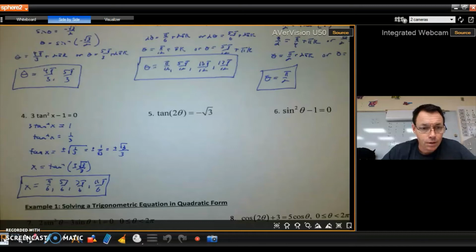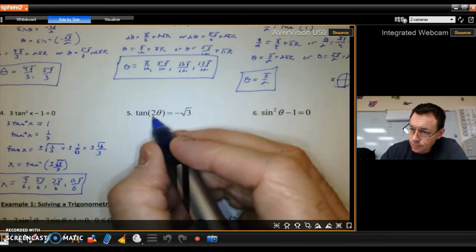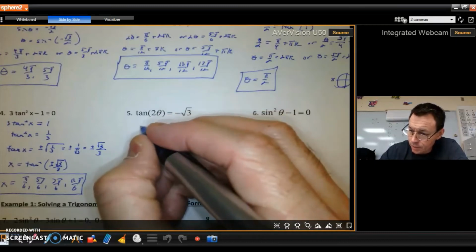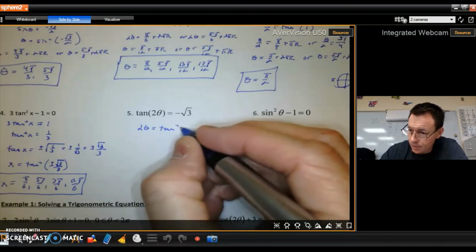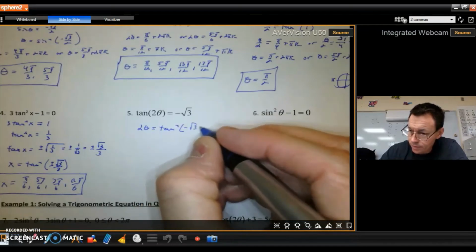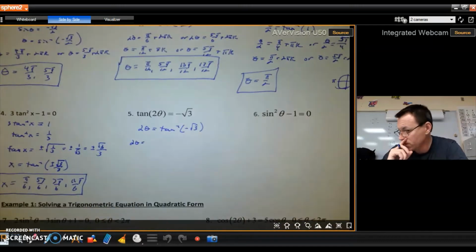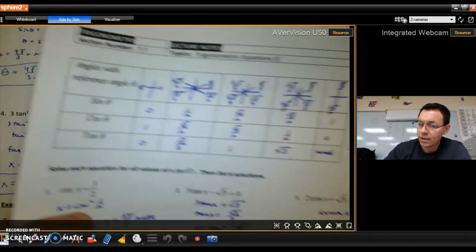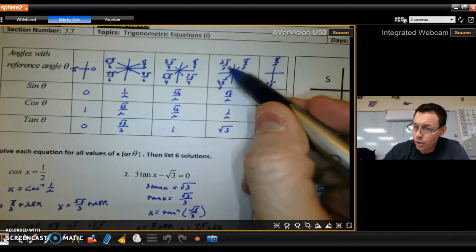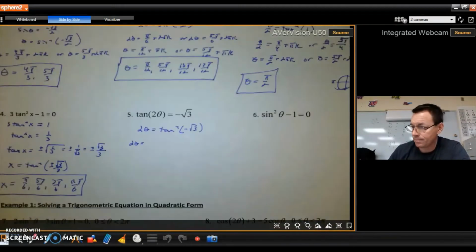All right, look at 5. Tangent of 2 theta. Okay, so we're going to move the tangent over. Inverse tangent, negative radical 3. So 2 theta could equal, so I need the 2 angles that have a tangent value of negative radical 3. So again, tangent is negative in quadrants 2 and 4. So it's going to be the 2 pi over 3 and the 5 pi over 3.